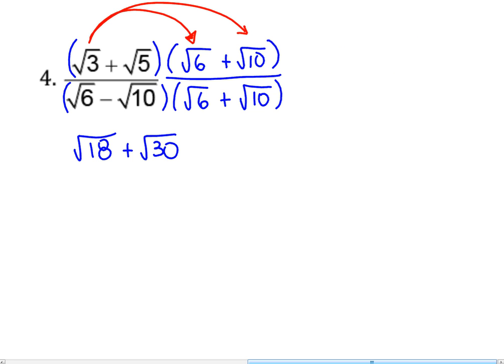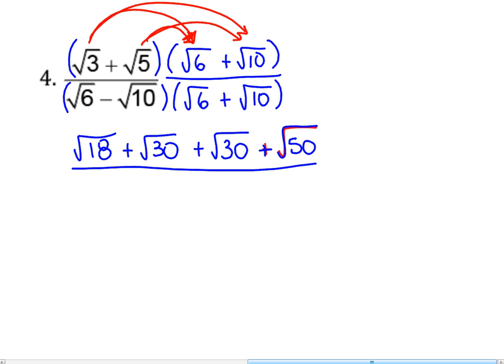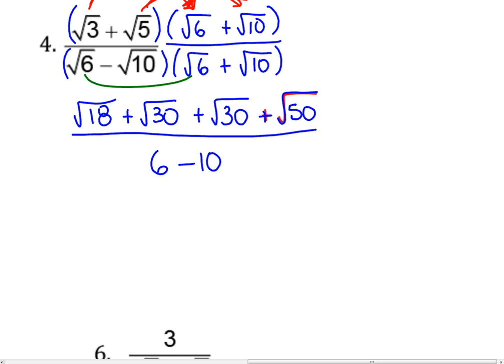Okay, next we have to bring in the 5. So root 5 times root 6, root 30. And 5 times root 10, root 50. All divided by, now this guy, can we just go first and first, last and last? Yes. So root 6 times root 6, 6, minus 10. Okay, we have a whole bunch of simplifying we can do.